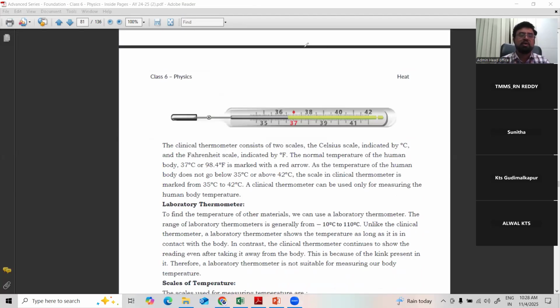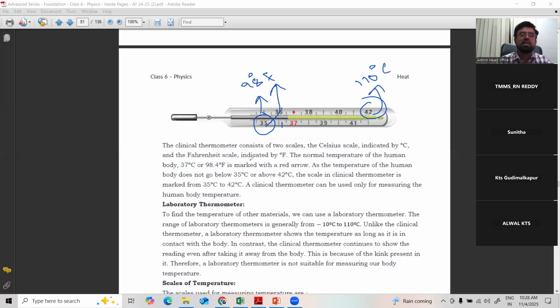So the clinical thermometer is calibrated from 35 degrees Celsius to 42 degrees, divided into 35, 36, 37, 38, 39, 40, 41, 42. This is nothing but a minimum of 98 Fahrenheit to 110 Fahrenheit. You can convert: 35 degrees Celsius is 98 Fahrenheit, and 42 is 110. How they come, we will see later. They are calibrated one by one, and each one is called a degree: 36 degree, 37 degree, 38 degree. 42 degree is the maximum.